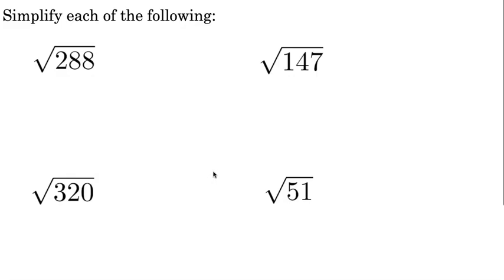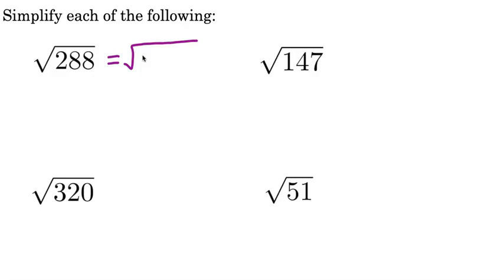Next up we have 288, a larger radicand. Let's find that starting point in the list of perfect squares. So we divide 288 in half, we get 144. That is a perfect square. It would be the largest possible perfect square.